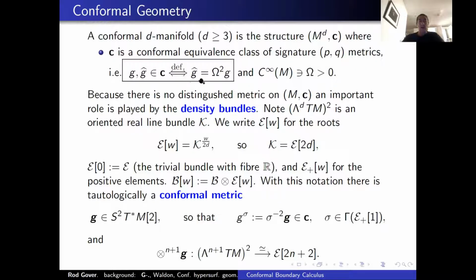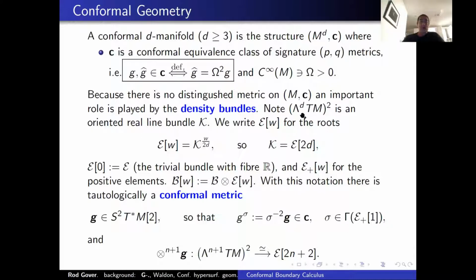Now, on a conformal manifold, because there's no distinguished metric, it turns out that density bundles are important. Again, Mike Eastwood mentioned that this is the case, so let's just remember that. So how do you define the density bundles? Well, the answer is they're already there. You just have to give them names, really. Take the tangent bundle, it's got rank D. Take its top exterior power, that's then a line bundle. If the manifold's oriented, that's oriented; otherwise, if you square it, this is an oriented line bundle. So we normally square it to make sure we have an oriented line bundle. And then we write curly E[w] for the roots of that line bundle.